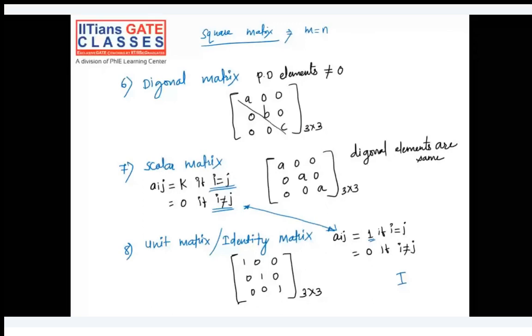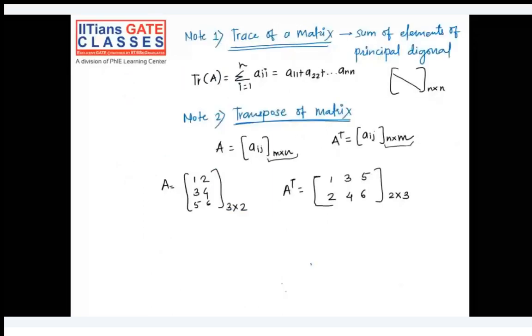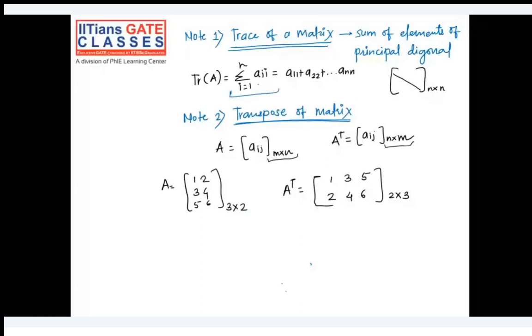Trace of the matrix is sum of the elements of the principal diagonal. So a11 plus a22 plus a33 plus a44 plus so on, depending on the size of the matrix. So in short, summation of i equal to 1 to n of aii will give you the trace of a matrix.